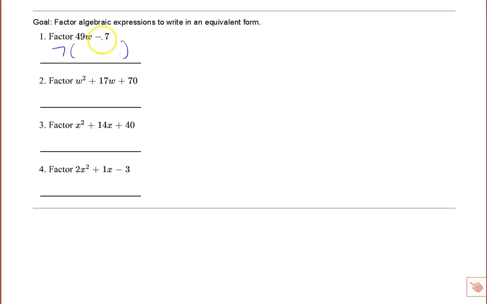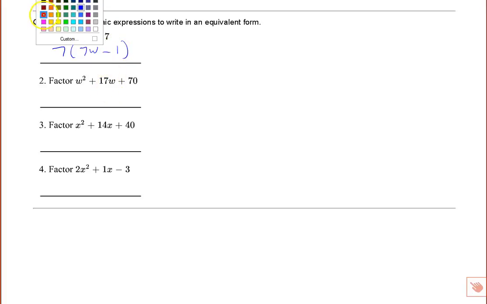That's the language I would use. When I say factor out, I'm talking about dividing each term by 7. So 49w, if I divide it by 7, I would get 7w. There's a minus sign here. And then 7 divided by 7 is 1.